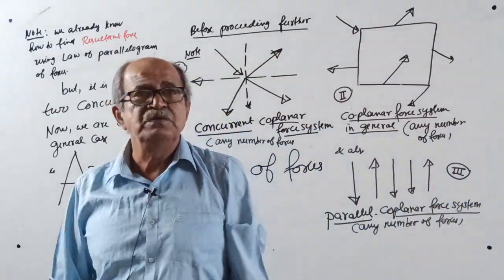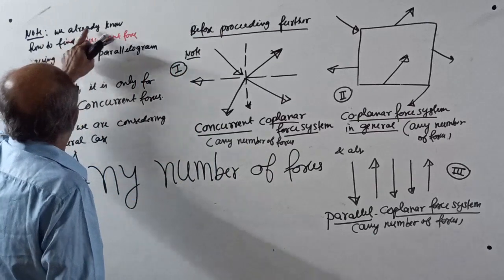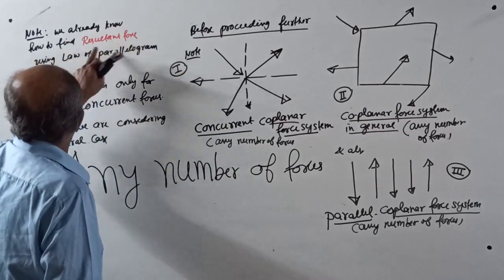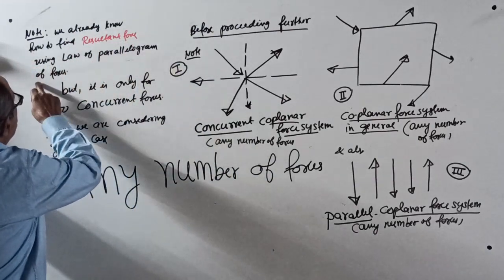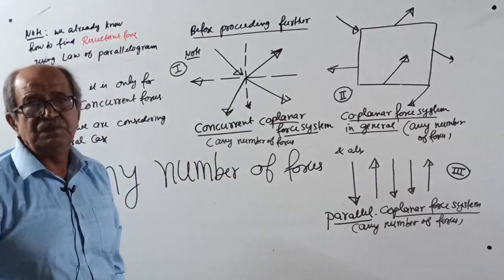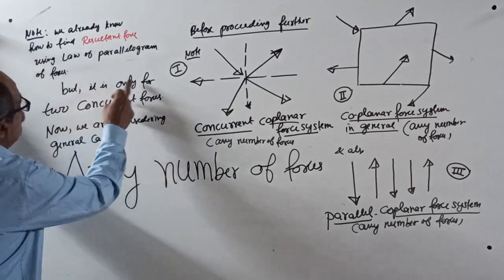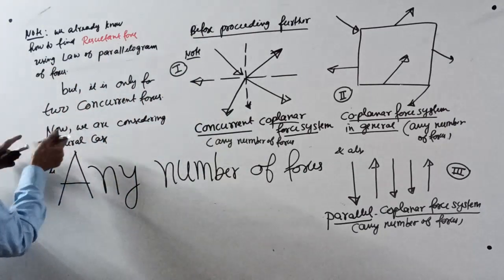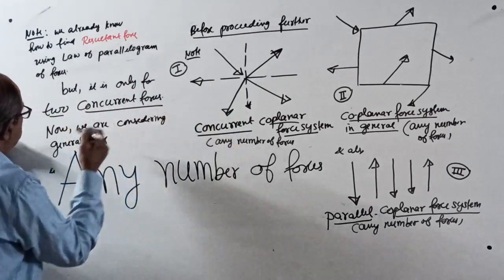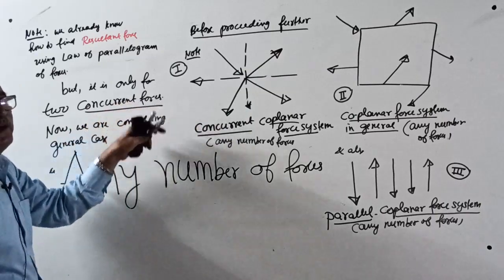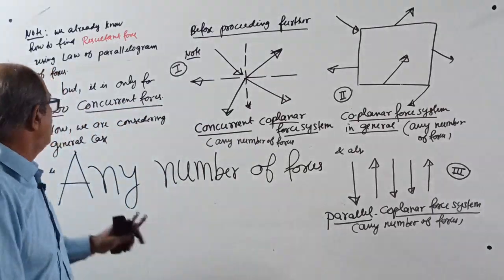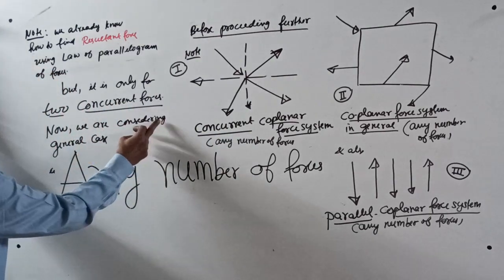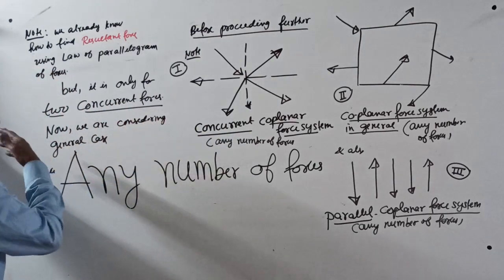First, make a note. We already know how to find resultant force. This time I wrote force using the law of parallelogram of forces. But remember, it is only for two forces, and that too a concurrent force system. That is a particular case: only two, that too concurrent. Now we are considering the general case.